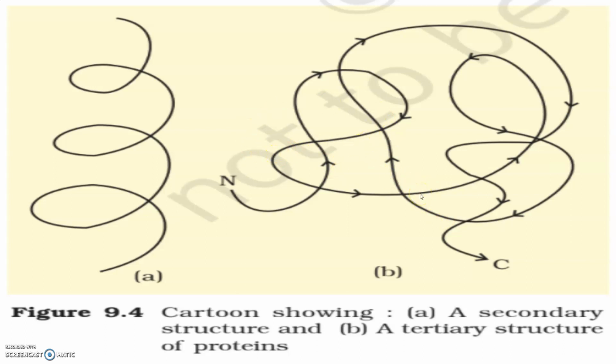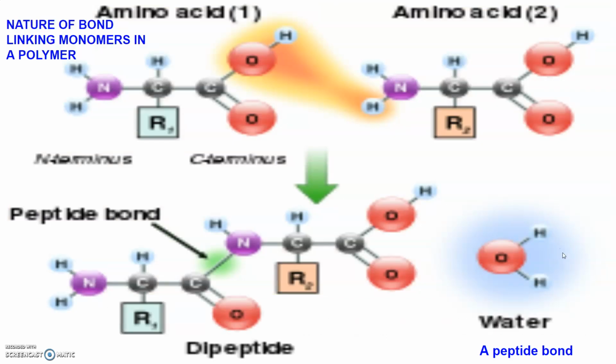In human hemoglobin, there are 4 subunits, and 2 of these are identical to each other. So the 2 subunits of alpha type and the 2 subunits of beta type together make the human hemoglobin. Now, the nature of bond linking monomers in a polymer.